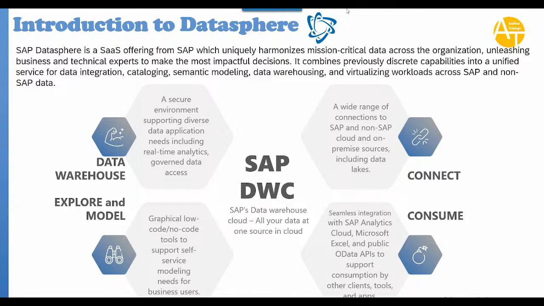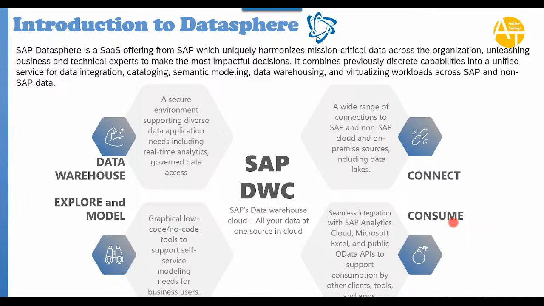Suppose you have transaction data and master data stored in two different tables. You bring them all together and now you build a data model. For example, a view, a graphical view, or an analytic model, which is then for the final consumption so that you can consume this data model and you can build the analytics on top of it.